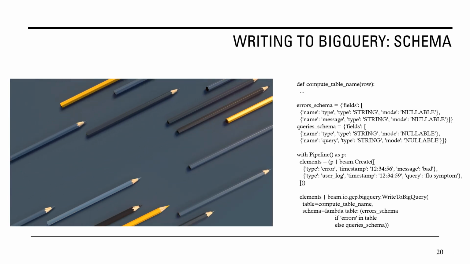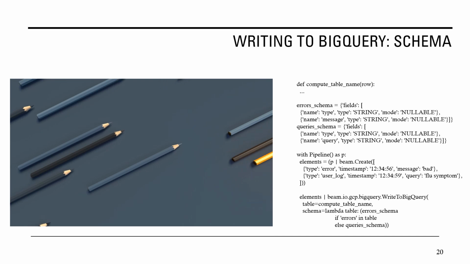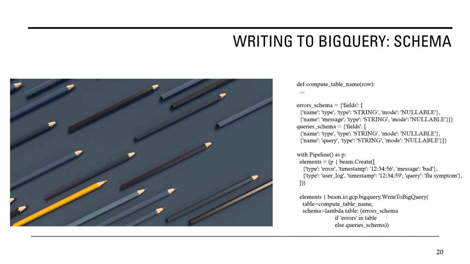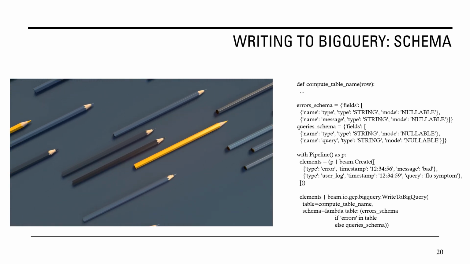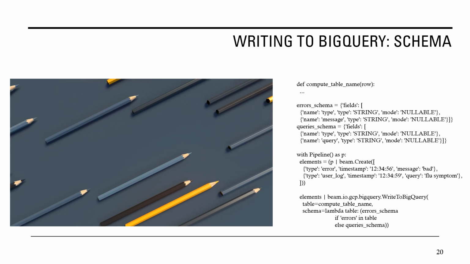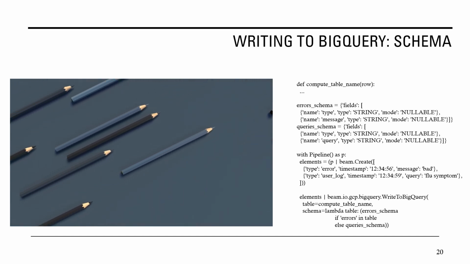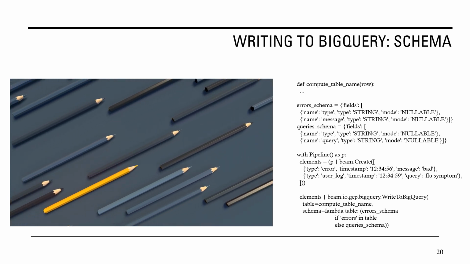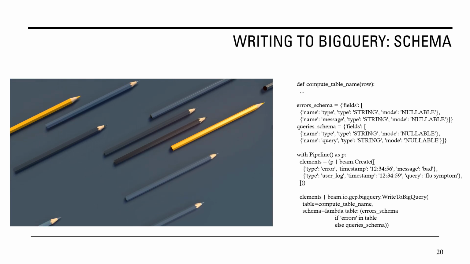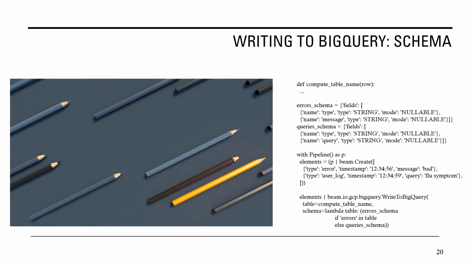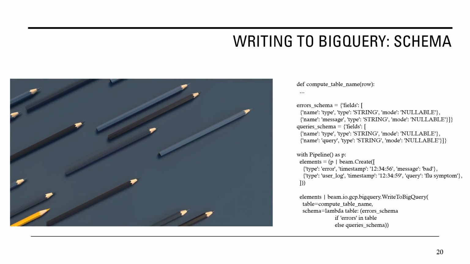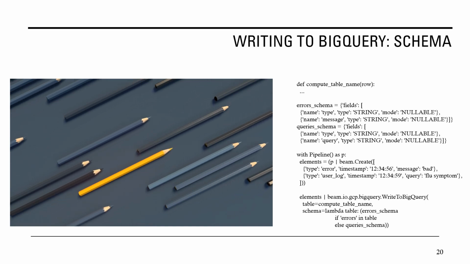Continuing on with writing to BigQuery and schema, this transform also allows you to provide a static or callable schema. In providing a callable, this should take in a table reference as returned by the table parameter and return the corresponding schema for that table. This allows you to provide different schemas for different tables.